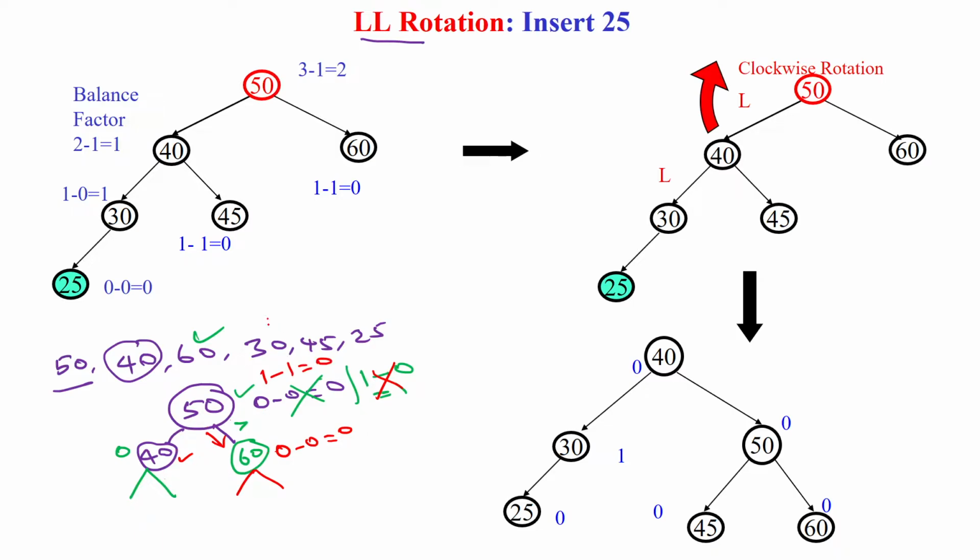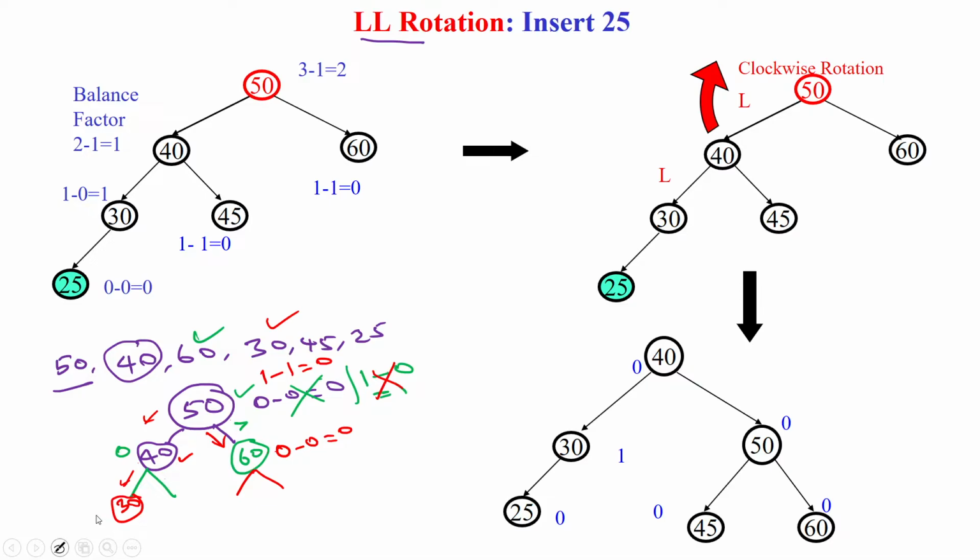Then we will add the 30. So 30 is less than 50, so it is going to the left subtree. Already 40 is available as a left child of 50, so we have to check with 40. So 30 is less than 40, so it is going to the left side. There is no left child for 40, so we can add that 30 as a left child of 40. Again you check the balance factor.